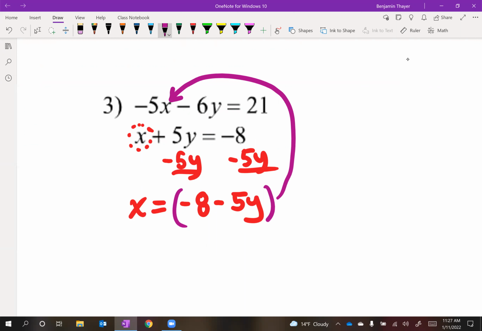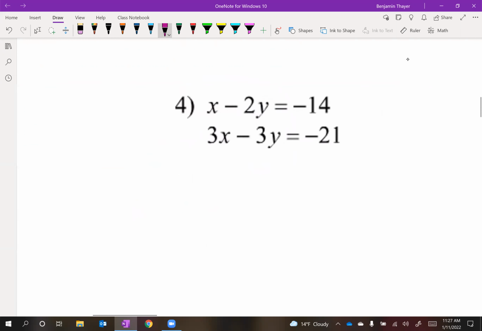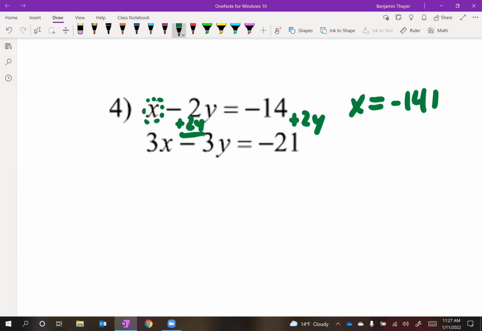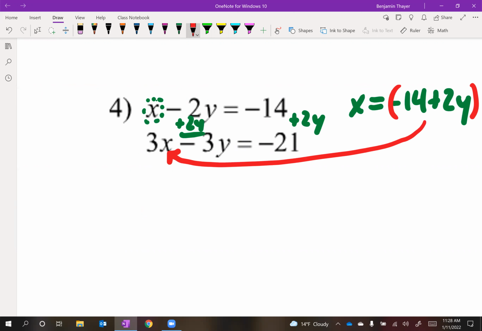Let's check out number four next. In number four, again, a variable is not alone, but pretty close is x right here. So we'll add 2y to both sides to get x equals -14 plus 2y. Wrap that in parentheses and draw your arrow to the other equation where you're going to substitute that for x. So this should give you a good start on 1 through 4. Now let's dive into some of these story problems together.